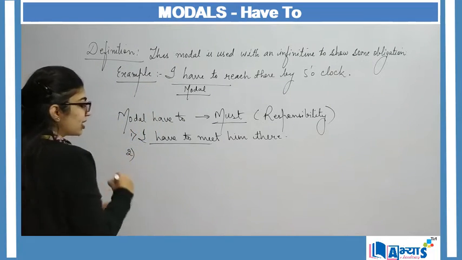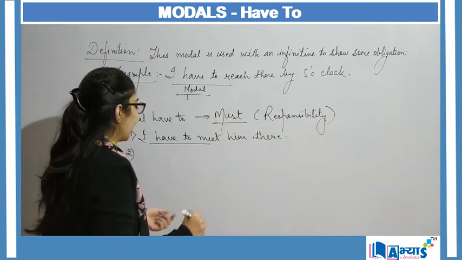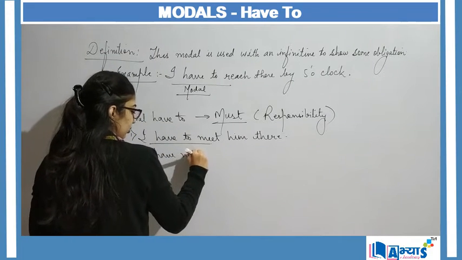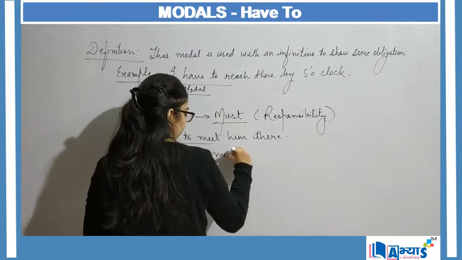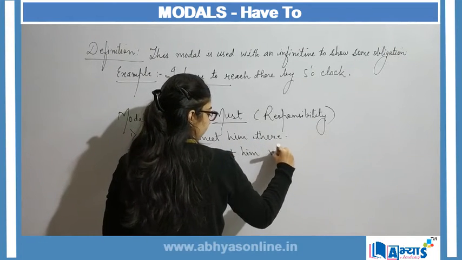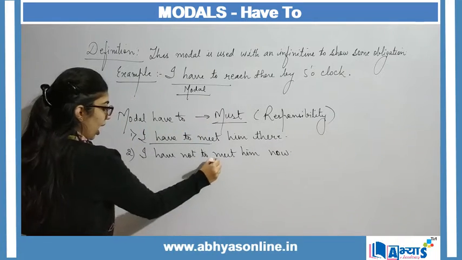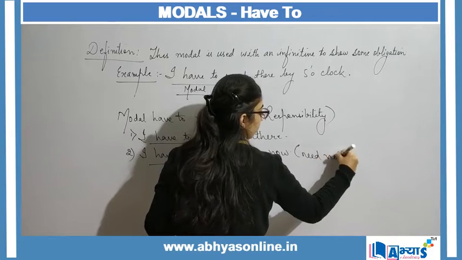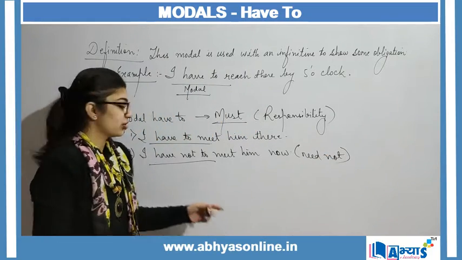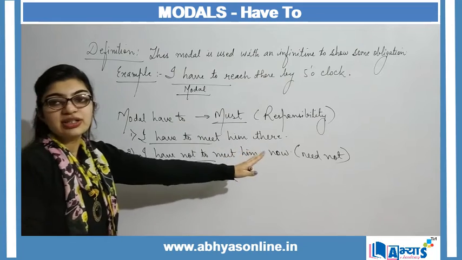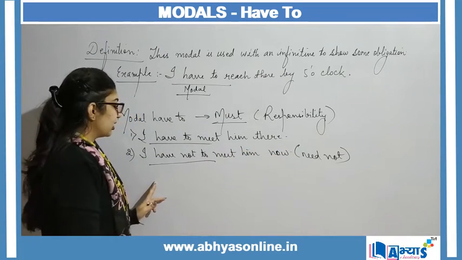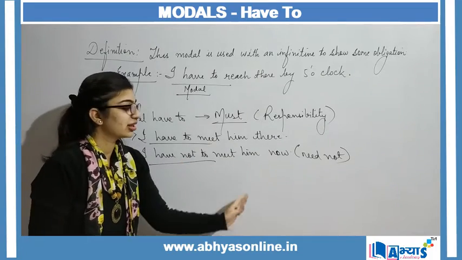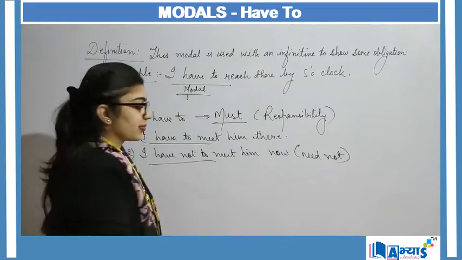We can also use have to in a negative form, like: I have not to meet him now. So I have not means I need not meet him now. So have to, here it is used in a positive sense. Here it is used in a negative manner. I have not to meet him now. It can be need not.